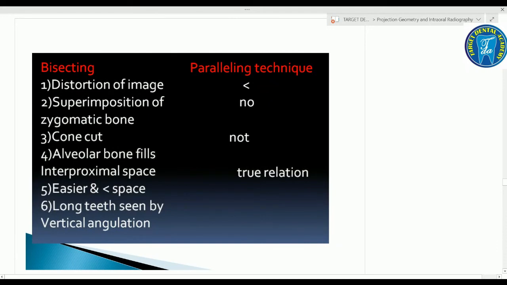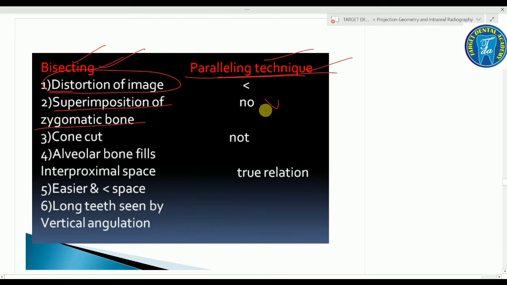Coming on to the distinguishing features between the bisecting and the paralleling technique. Distortion of the image is most commonly seen in the bisecting, while there is very little distortion in the paralleling technique. Superimposition of the zygomatic bone is seen in the bisecting, while there is no superimposition of the zygomatic bone in the paralleling technique. Cone cut is present in the bisecting technique, while it is not present in the paralleling technique.